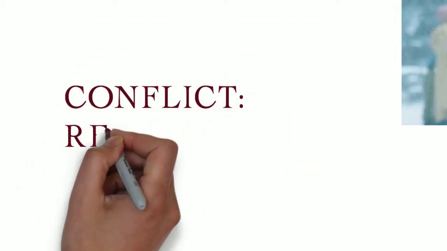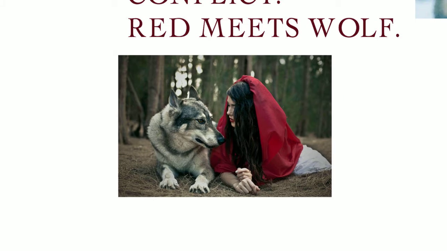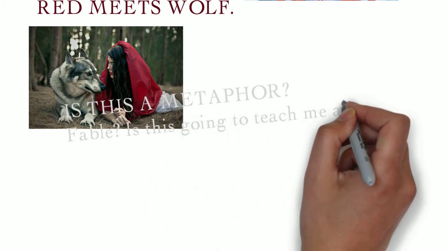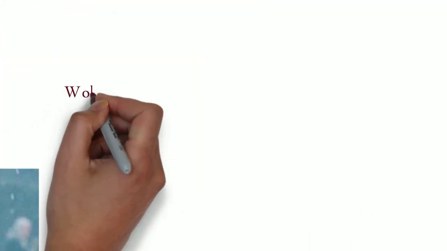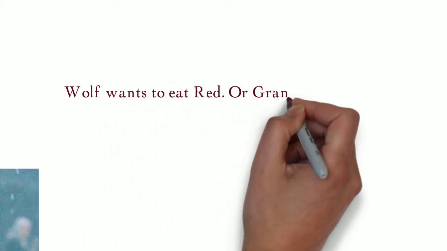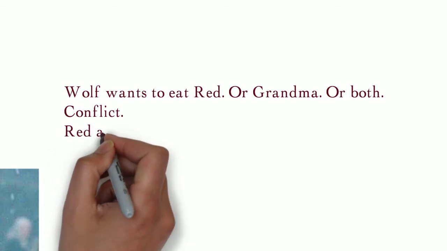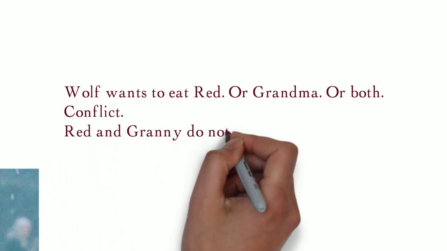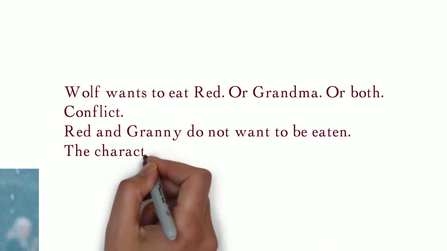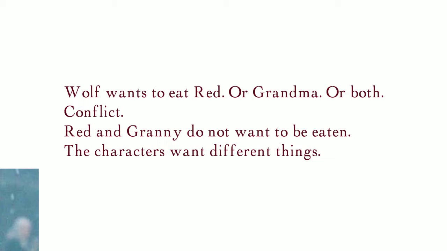She's asked to do a task. If she had gone directly to Grandma's house, there would be no conflict. But she meets a wolf along the way. Now the wolf wants to eat Little Red Riding Hood, or the grandma, or both. And that's the conflict. Red and Granny do not wish to be eaten. No, thank you. So they have to fight back. When the characters have different expectations, that's where things come into conflict.